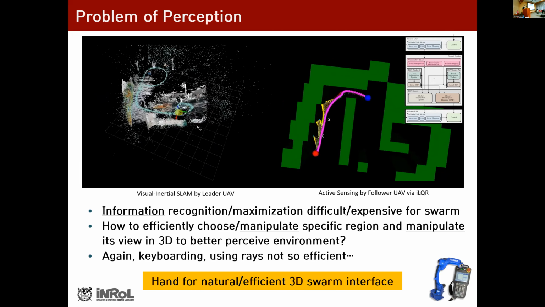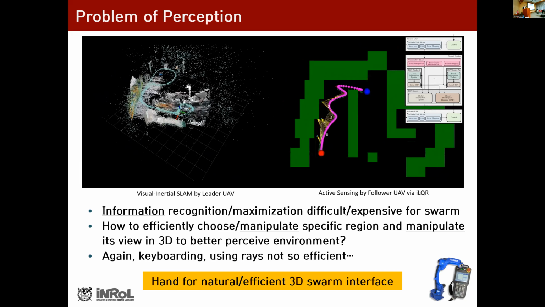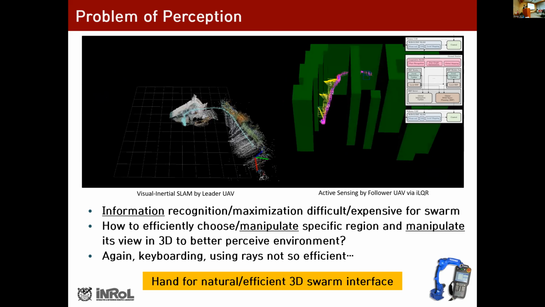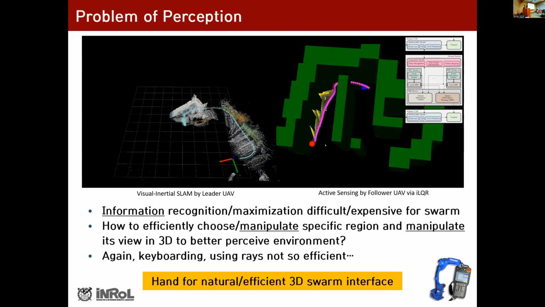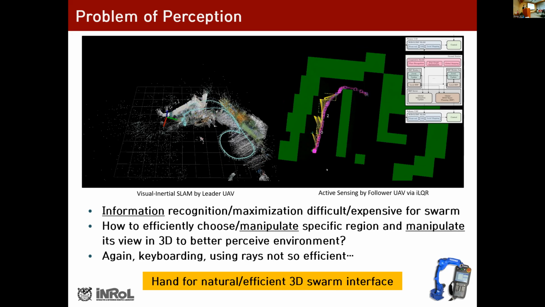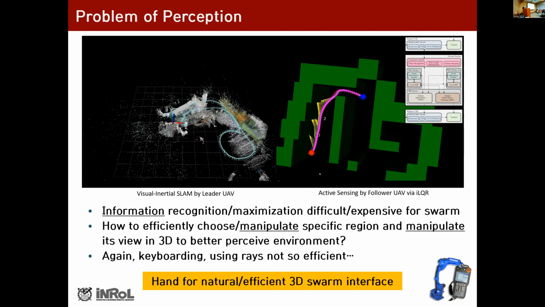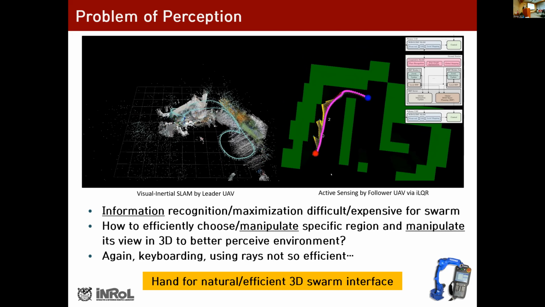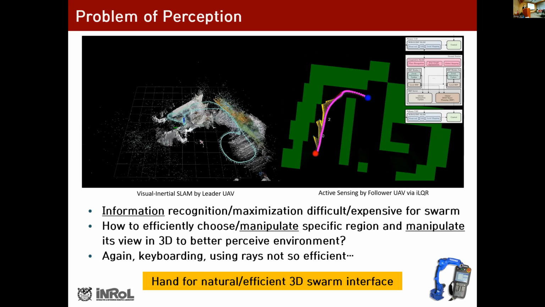Also, this is an example of 3D environments. This is done using visual inertial SLAM, and this is actually an active sensing problem. One agent is trying to make a map, and based on that, second agents use trajectory optimization to maximize information gathering. Sounds very simple, right? Impossible to run it in real time.